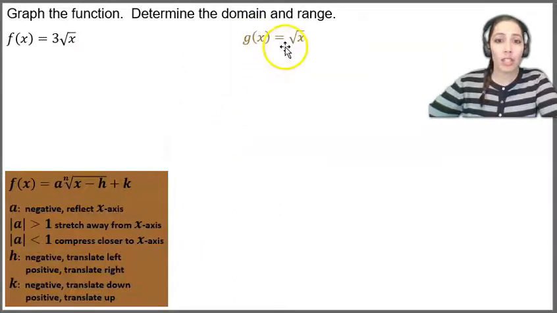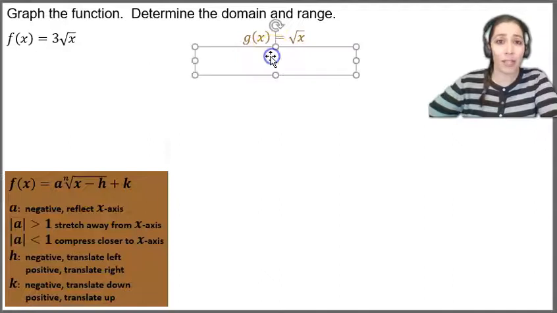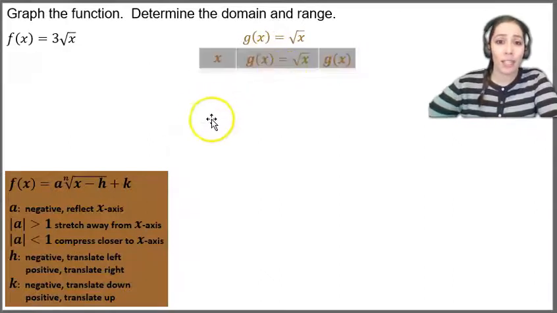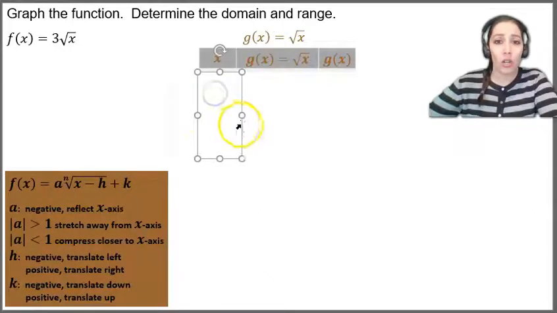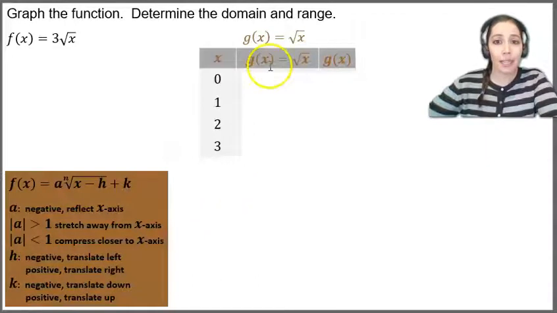So I labeled this one g of x equals the square root of x. Remember, the parent function is just what it is before you have the a, the h, and the k. That's before anything gets flipped, compressed, stretched, translated up, down, left, or right. So when I am graphing g of x equals the square root of x, I still don't even know what that looks like. So I'm going to make an xy chart where I pick values of x, plug them into my g of x, and I will get y values.